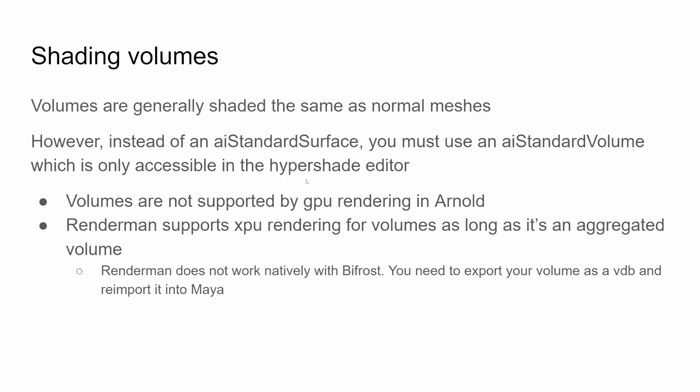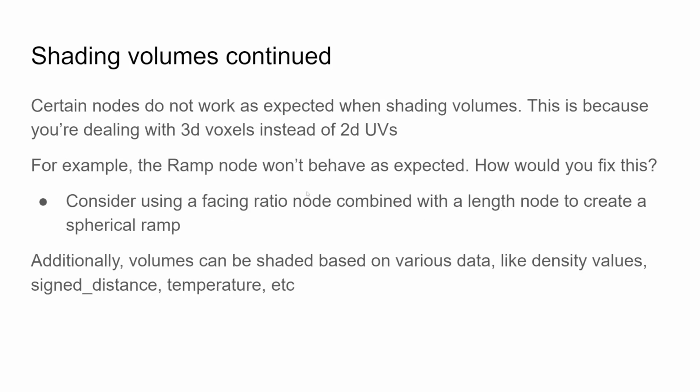But essentially, a lot of the nodes tend to be very, very similar. But there are certain caveats that you need to think of. For example, the ramp node, right? The ramp node, if you've ever done toon shading or if you've ever needed to get a range of colors, is very, very useful in traditional mesh shading. However, with volumes, it doesn't necessarily work. The reason for this is because ramp is a 2D image, right? And you're trying to map a 2D image into a 3D voxel field. And that doesn't really work too well.